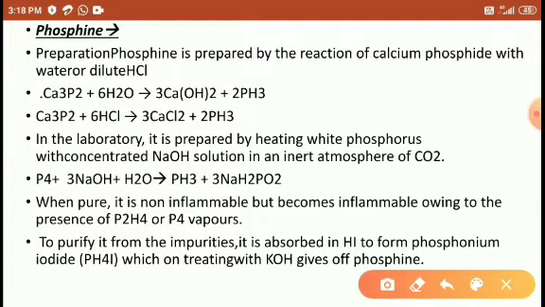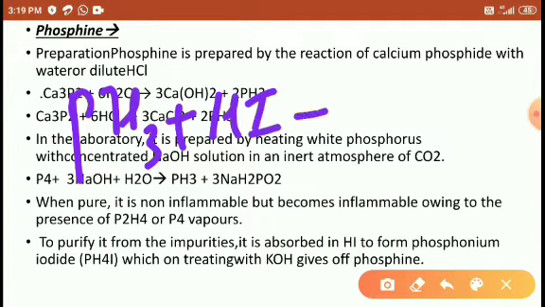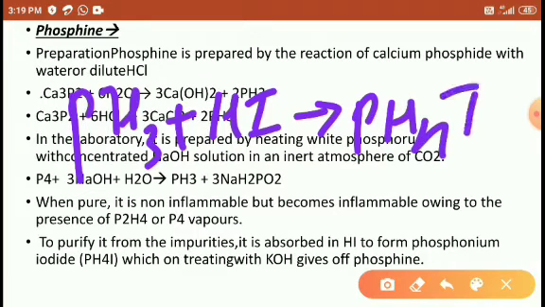When pure, phosphine is non-inflammable, but it becomes flammable owing to the presence of P2H4 or P4 vapors. To purify it from the impurity, it is absorbed in hydrogen iodide to form phosphonium iodide, which on treating with KOH gives phosphine. PH3 reacts with HI to form PH4I.